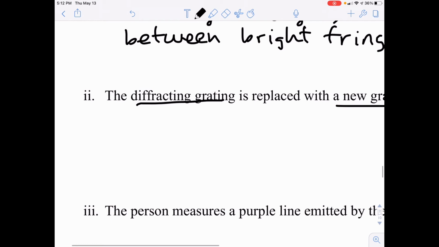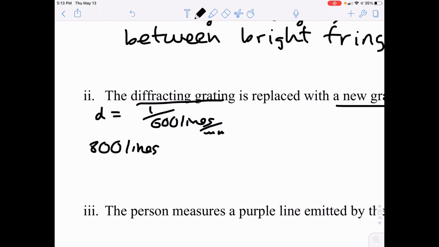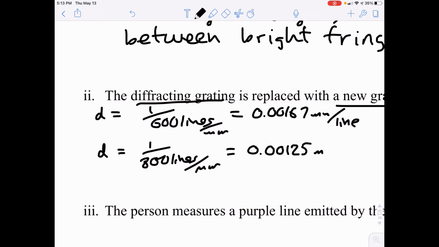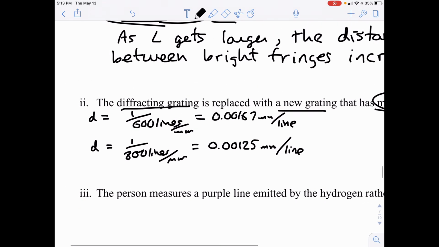Okay, just to prove that, let's say we had 800 lines per millimeter, and I'm going to compare it to 600. So the original d was 1 over 600 lines per millimeter, which came out to about 0.00167 millimeters per line. That was the slit spacing distance in our problem. Let's say we increase it to 800 lines per millimeter. So 1 over 800 lines is going to be a smaller value because you're dividing by a bigger number. If I take the inverse of 800, sure enough, I'm getting about 0.00125 millimeters per line.